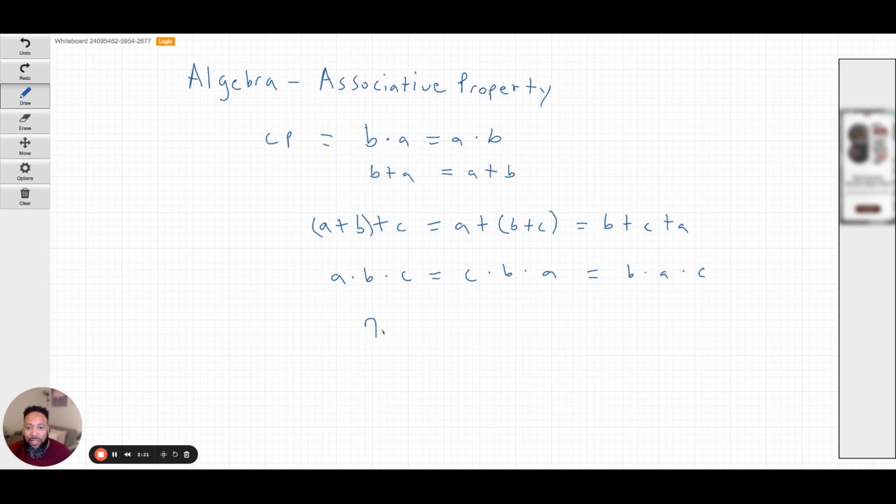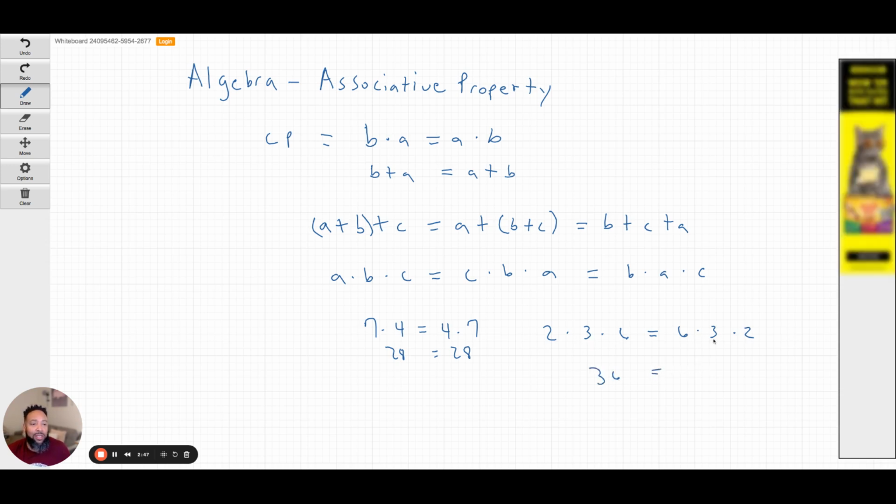Say that we have 7 times 4 equals 4 times 7. 7 times 4 is 28. 4 times 7 is 28. Let's just say we had 2 times 3 times 6 equals 6 times 3 times 2. 2 times 3 is 6. 6 times 6 is 36. Same thing here. 6 times 3 is 18. 18 times 2 is 36. The order does not matter when it comes to addition and multiplication.